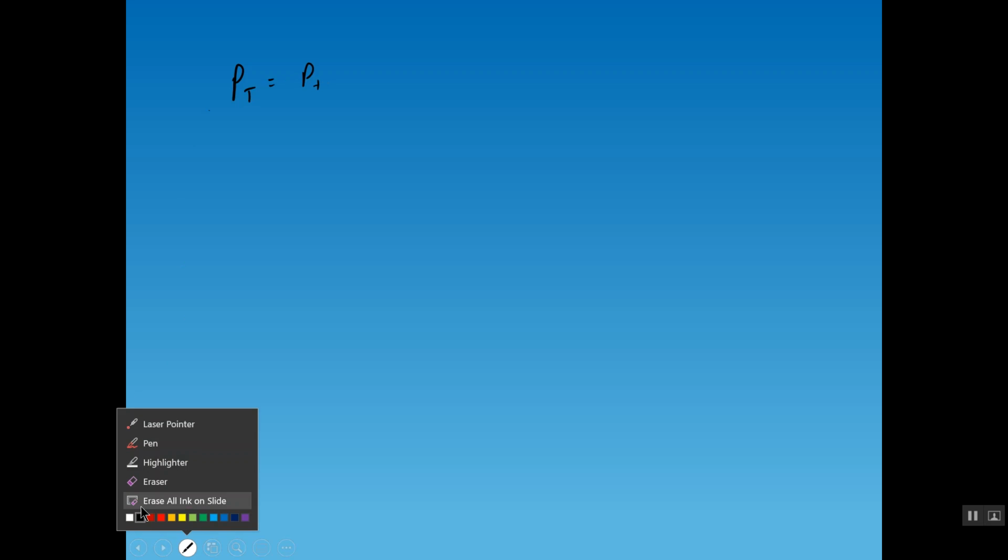So let me choose my ink. So basically, as we said before, P total would be equal to P1. Messing up already. Let me erase this here and go back to my black ink. Okay, so P1 plus P2 plus P3 plus all the way to the nth gas, Pn.